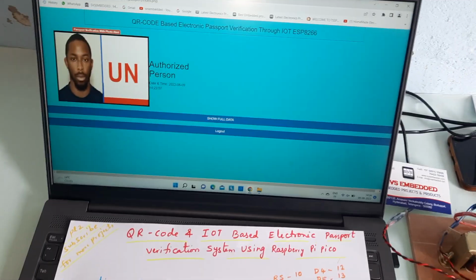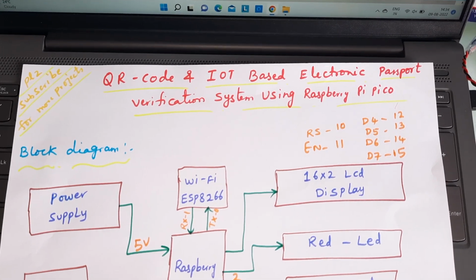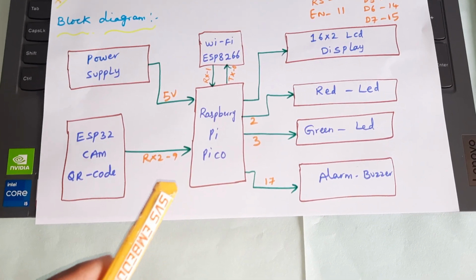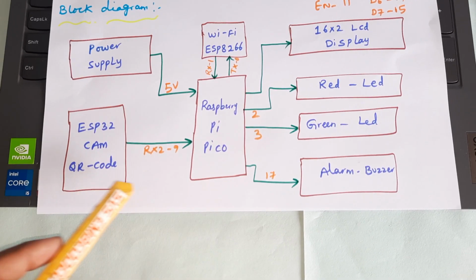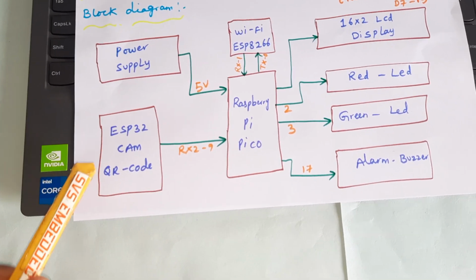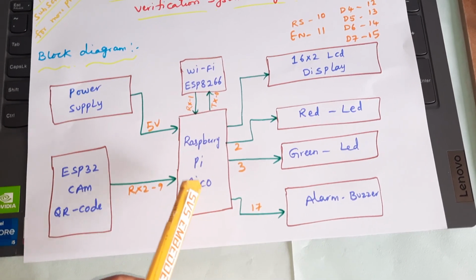The project title is QR code and IoT based electronic passport verification system using Raspberry Pi Pico. Here we are using the Raspberry Pi Pico board RP2040 and an ESP32 camera module. It will scan the QR codes and send the data to the Raspberry Pi Pico, which will check whether the data is correct.